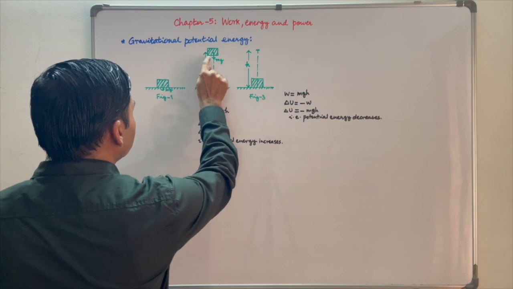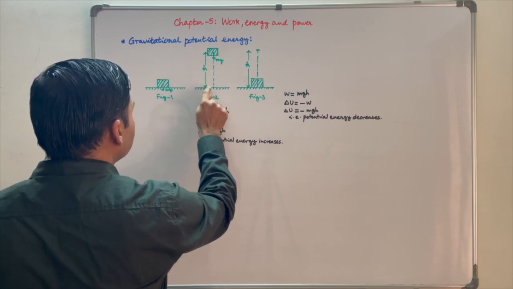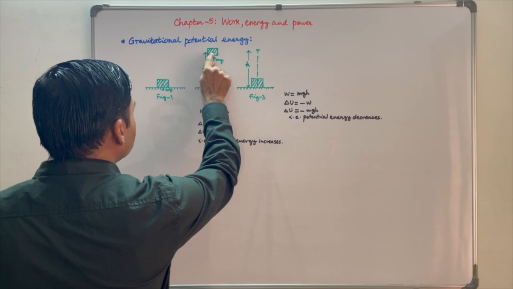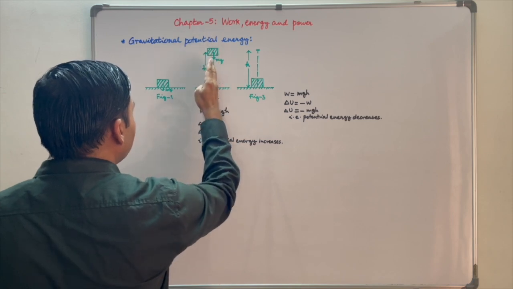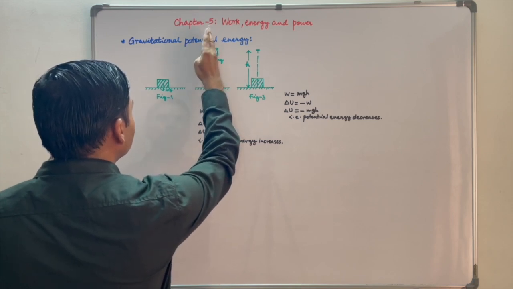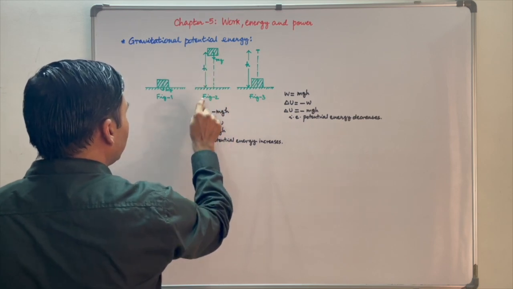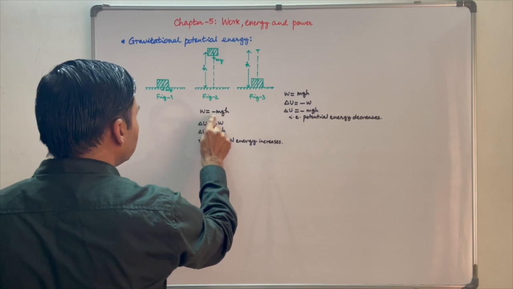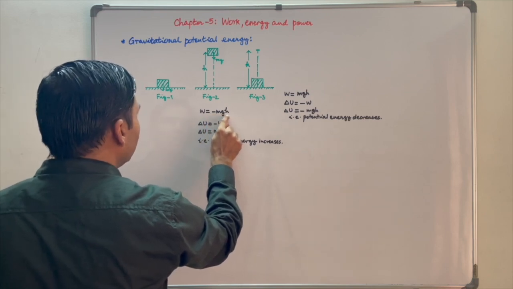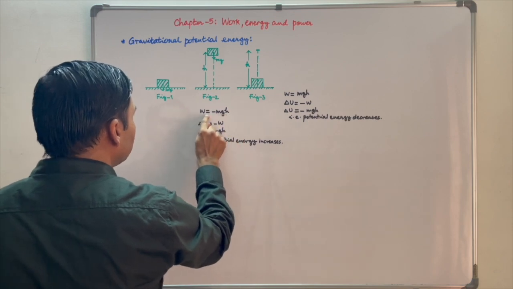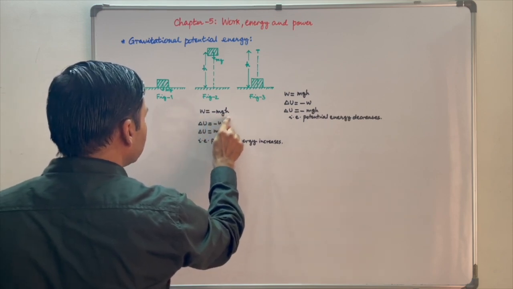Gravitational force working between the block and earth is conservative. So we can associate a potential energy corresponding to this force. Gravitational force on the block is working vertically downwards and it is raised vertically upwards. So work done by the gravitational force will be negative, and it is given by W is equal to minus force into displacement. Force is equal to mg and displacement is h. So W is equal to minus mgh.